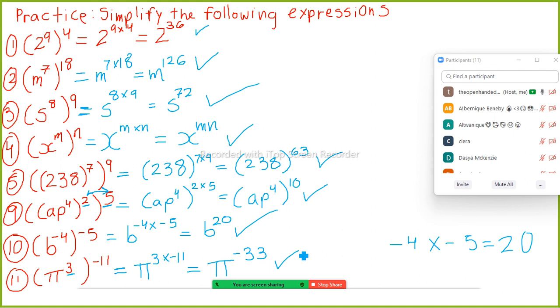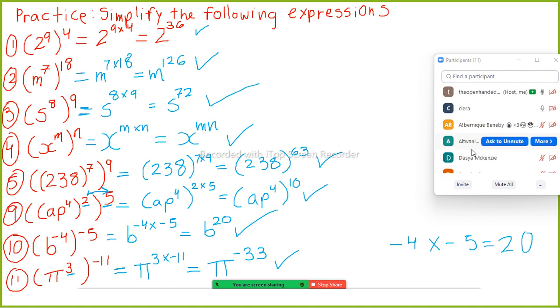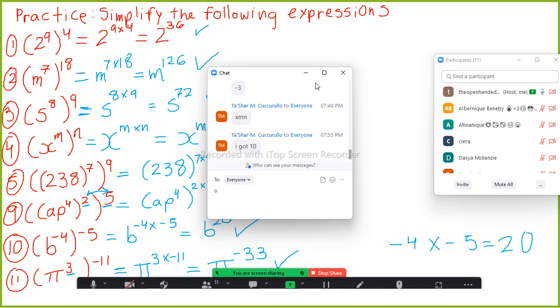How about... No one got 11 or 11. Wow. How about 10 or 11? Any 10 or 11? What? I got 10 or 11. Alright, who was that? Sierra. Sierra, that's the name. Alright. I got 10. Okay, that's good.